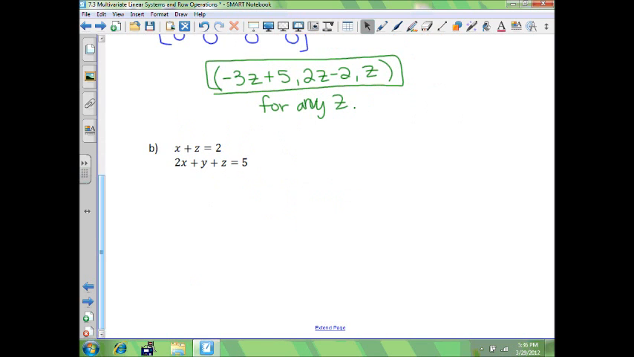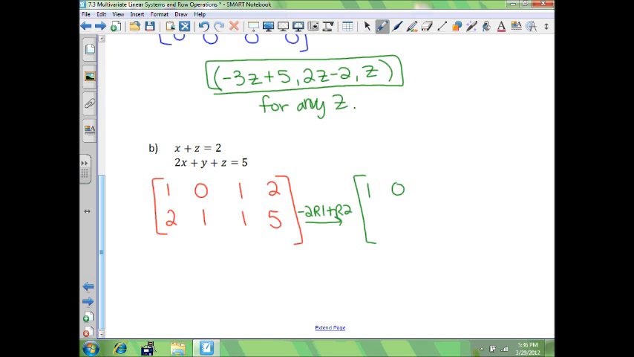Now moving on to example B, to put this in augmented matrix form, we'll have a 1, a 0 for the y, and a 1 and a 2. Then 2, 1, 1, 5. So again, in order to change row 2, -2 row 1 plus row 2. So that is 0. -2 times 0 is 0, plus 1 is 1. -2 times 1 is -2, plus 1 is -1. And -2 times 2 is -4, plus 5 is 1.